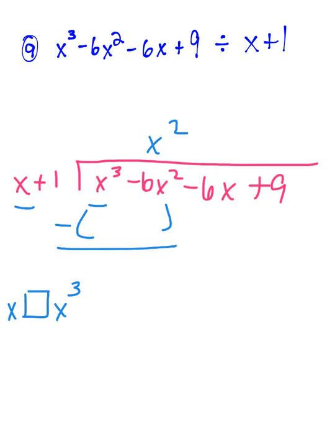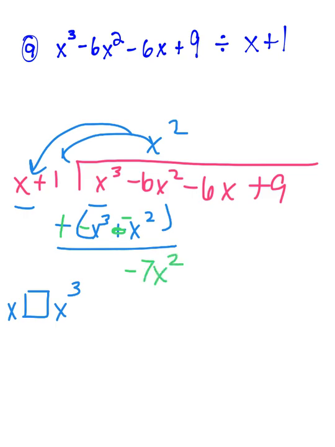Distribute it. So if x squared times x is x cubed, x squared times 1 is positive x squared, correct? Now before we subtract, what do we do? Distribute, distribute, distribute. So I have negative 6 minus 1 is negative 7x squared. What happens to my x cubes? They cancel out. And what do I do with negative 6x? I bring it down. And we do the whole thing all over again.